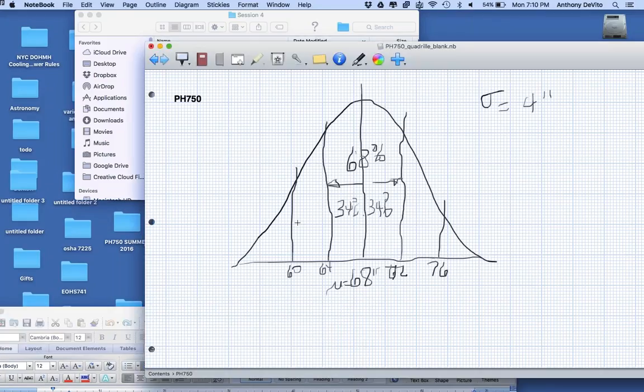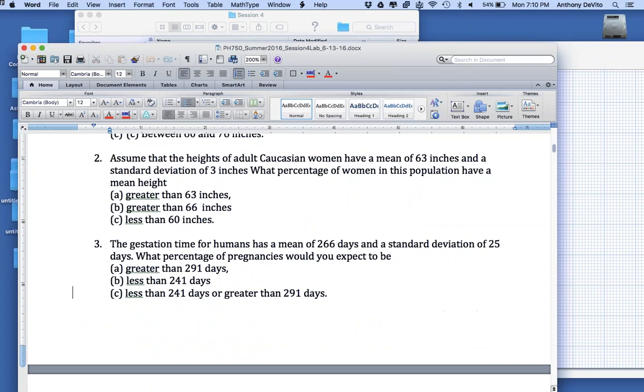Let's see. 60 and 76, that would be 95% of the population. Okay, pretty simple, right? But think of the power that gives us now. Based on the standard deviation and the mean of the population, we can make all sorts of predictions about the probability of choosing individuals, the size of the population within a certain range, and so on and so forth. So let's move on from there.